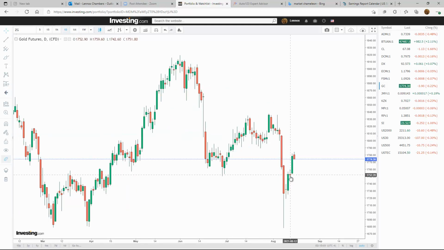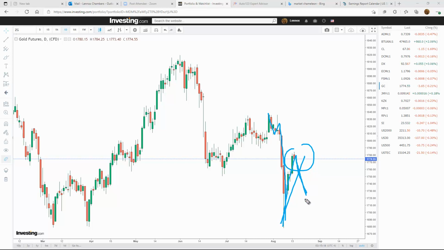So on the daily, this could be short-lived. We've come down quite a bit, pushed back up, but I think this move to the upside could be short-lived, and we could be heading back down again, at least to retrace this move. Okay, something like that. So we'll see how that plays out. So weakness in gold going into this week.